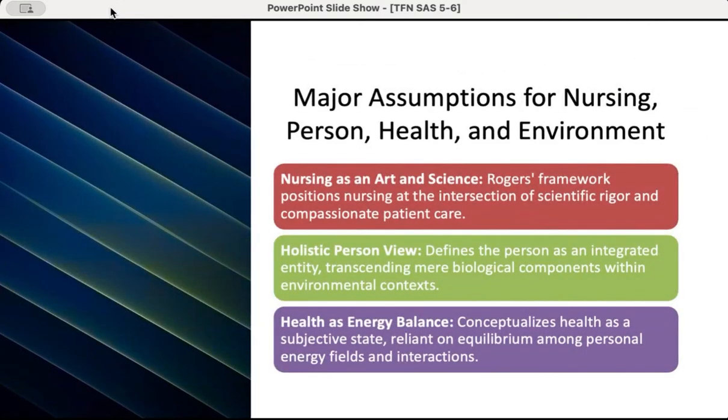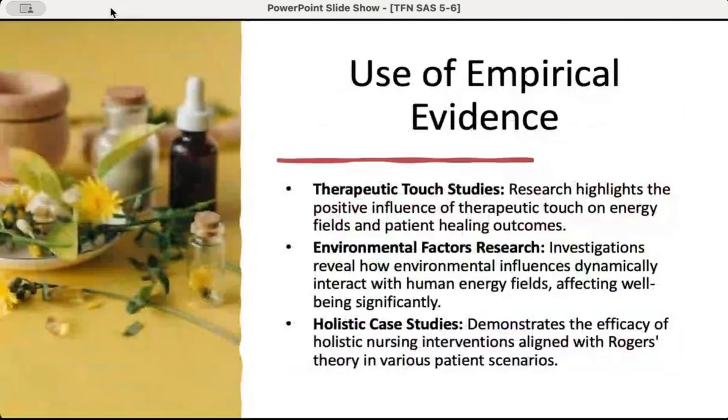So, major assumptions in nursing: person, health, and environment. Her framework positions nursing at the interaction of scientific rigor and compassionate patient care. And when we talk about the holistic person view, it defines the person as an integrated entity that transcends mere biological components within environmental context. And we also have health as energy balance, which conceptualizes health as a subjective state reliant on the equilibrium among personal energy field and interaction.